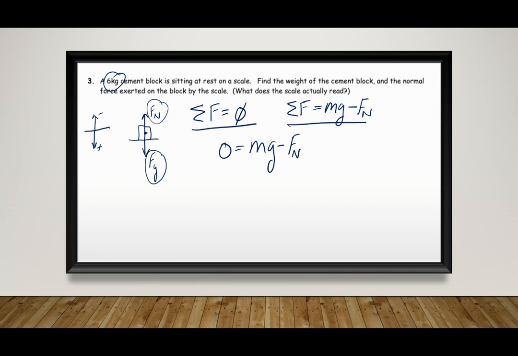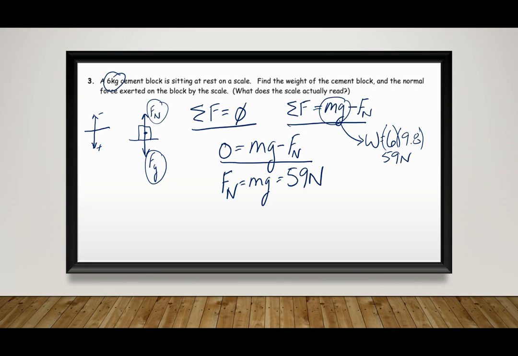Okay. Well, we know that the weight of the object, so we could even separate this out, is going to be our weight. So the weight of our object is going to be 6 kilograms times 9.8 meters per second squared. So we end up getting 59 newtons. Now, when I go back to my equation, my normal force is equal to my mass times gravity, which is equal to 59 newtons. So in this case, they are both equivalent to each other.